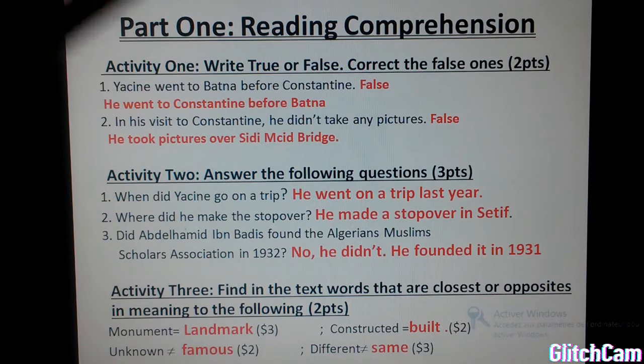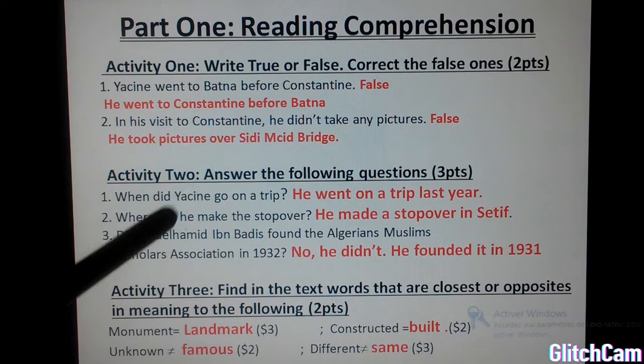Donc c'est did. نحو did في la réponse. Make نديروها في le passé. Make irregular verb, donc نديرو made. He made a stopover in cities.